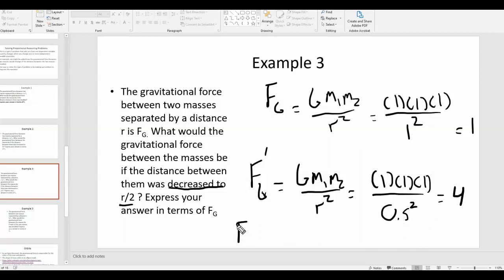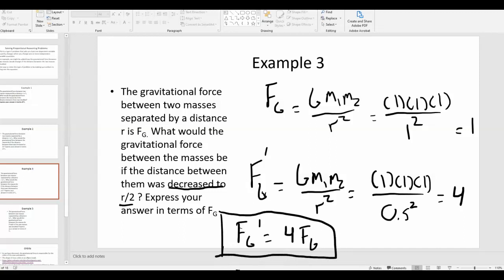In other words, the answer to the question is 4 Fg. So what I'm saying is, if you decrease the distance by half, you're going to quadruple the force of gravity. So if you take two objects and you bring them closer together, it makes sense that the force of gravity would get bigger. Okay, so here our new force of gravity is bigger because the objects are closer together.